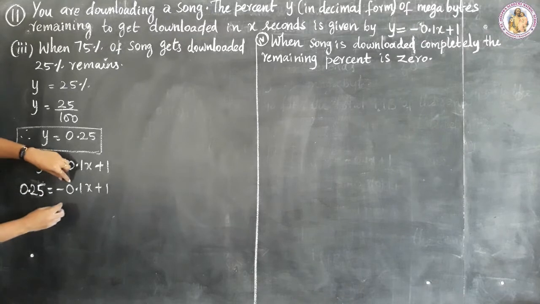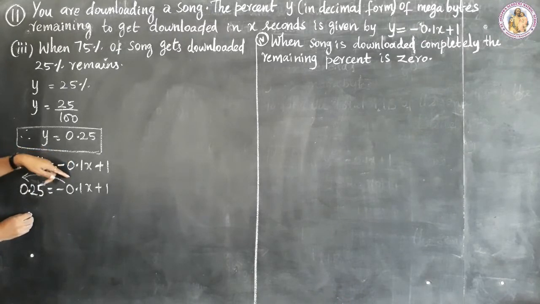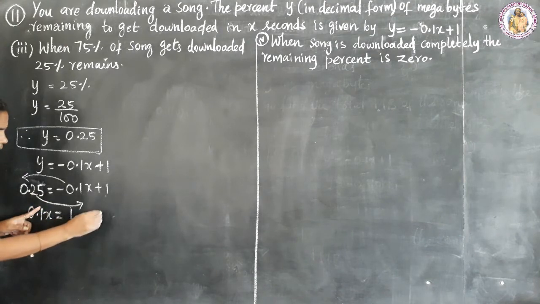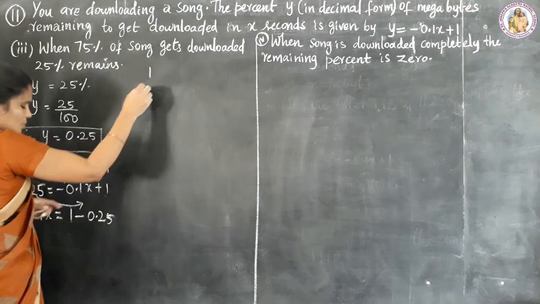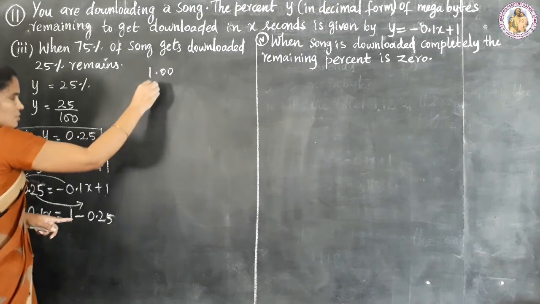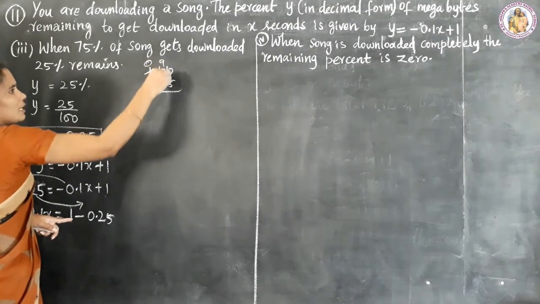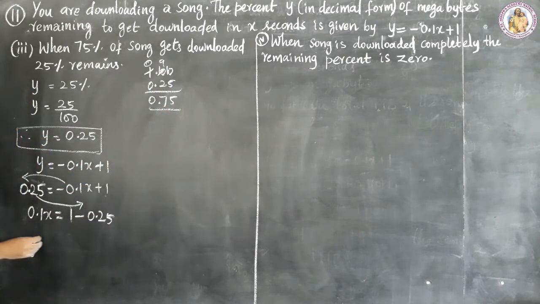Now take the 1 to the other side. So 0.1x is equal to plus 1, and 0.25 goes to the right side as minus 0.25. So subtract 1 minus 0.25. 1 is a whole number, so add 2 zeros. Subtract, 0 and 9, so it is 0.75.